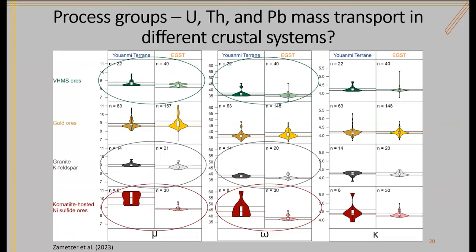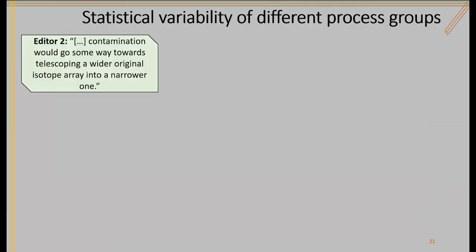Now, one could read this as uranium, thorium, and lead mass transport in different crustal systems, and an initial source signature that gets preserved in these different crustal subsystems with various crustal modifications. That is the idea that I have in mind, essentially, for the interpretation of this. And one could also argue that the likelihood that this initial source signal is preserved is higher in extensional settings as compared to compressional settings. That would be represented by the gold ores in this particular data set.